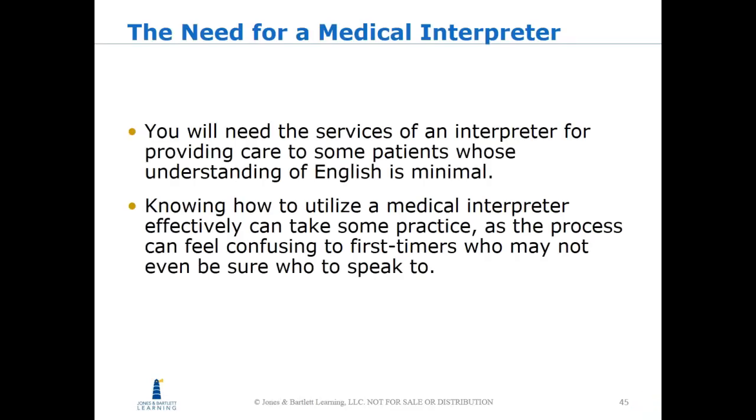In the medical field, there may be a need for a medical interpreter, and we will need to seek the services of an interpreter for someone who has very minimal English speaking skills or they just don't understand English. And so knowing how to use a medical interpreter effectively can take some practice, and sometimes it can be a little confusing for first timers. So let's take a look at how to utilize a medical interpreter.